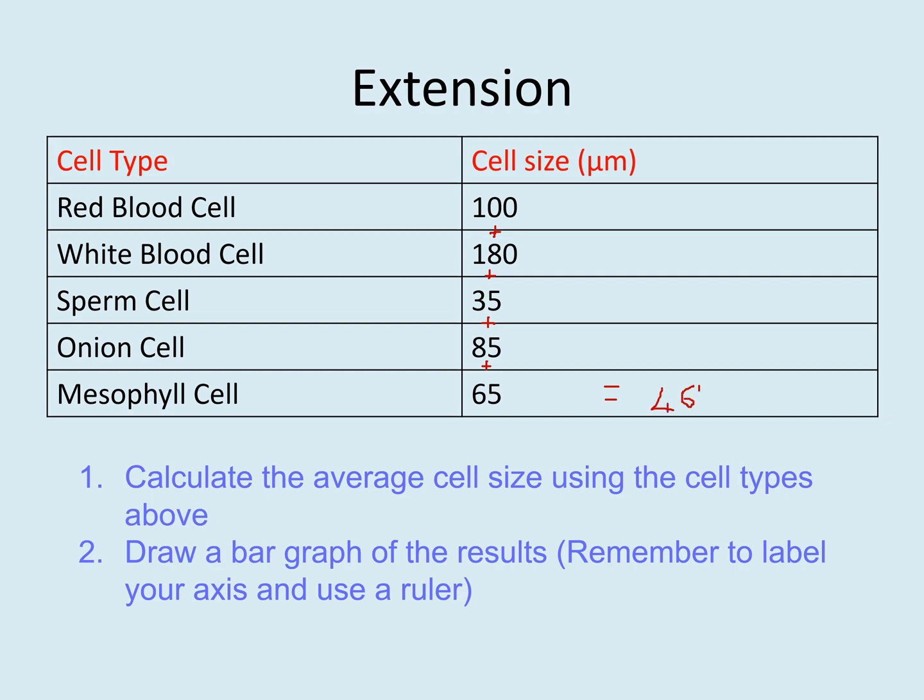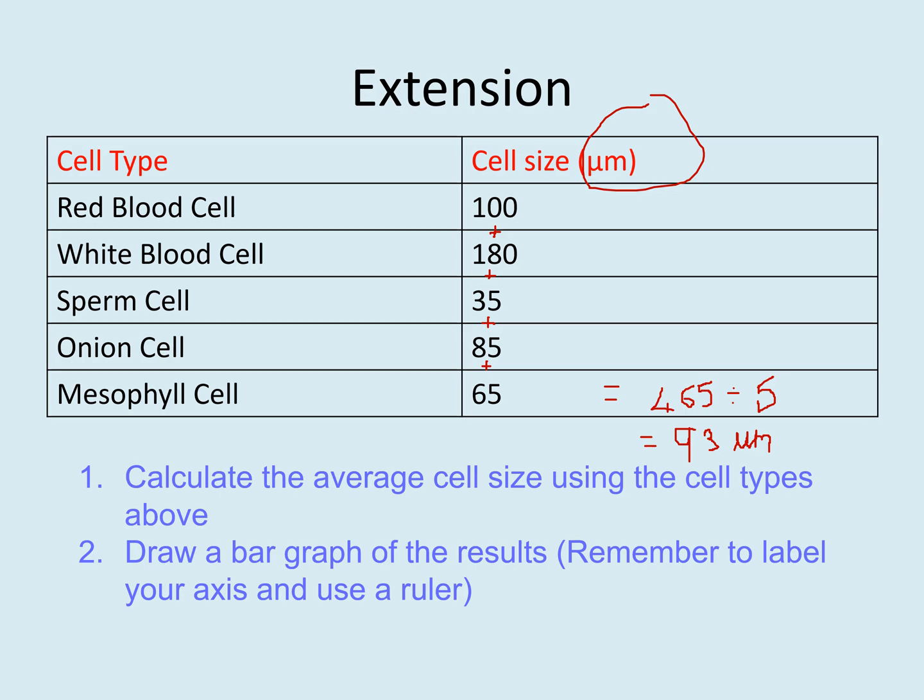So we're looking for the average, so we then need to divide it by the number of groups you have. We've used 1, 2, 3, 4, 5 different cell types, so we then need to divide the total by 5, which equals 93, and then we need to remember our unit, which is micrometers, which is seen up here. So the micro symbol is like a U with a tick tail, and an M.